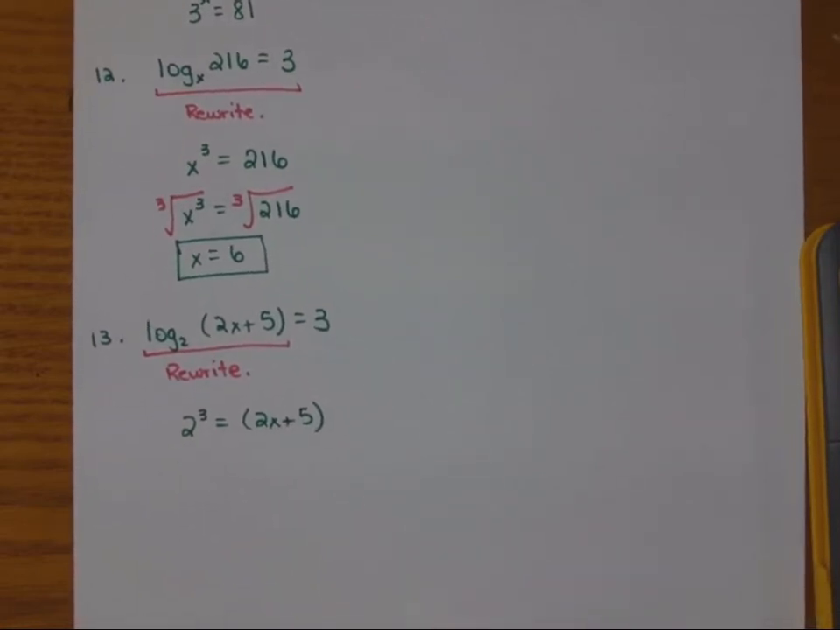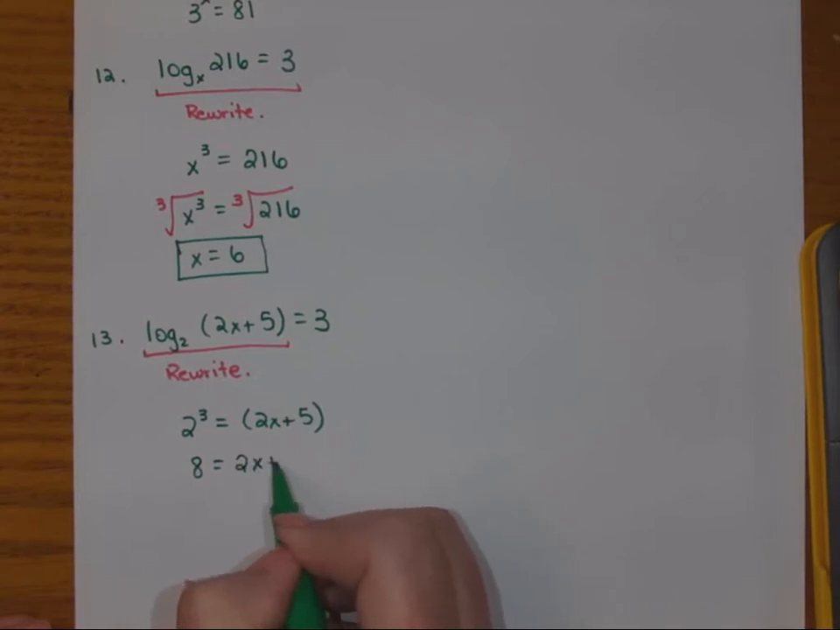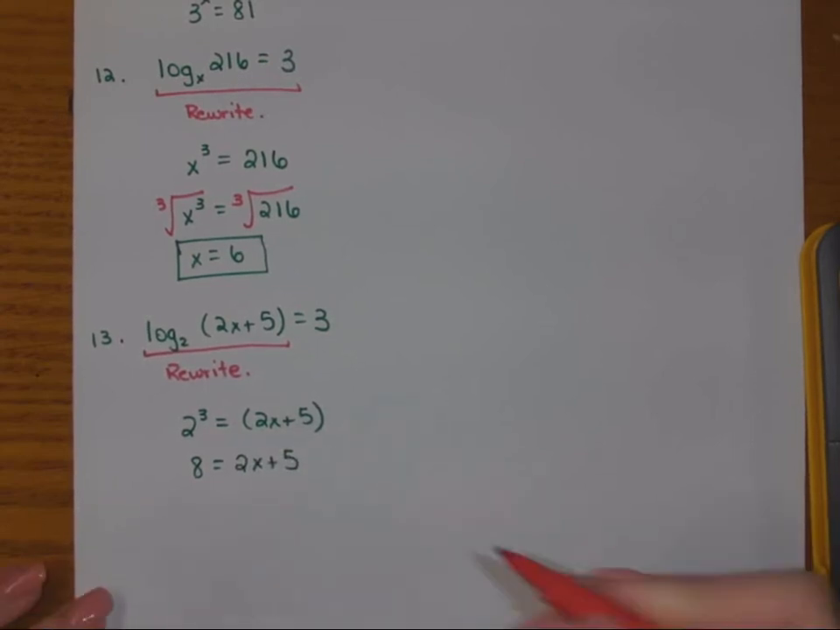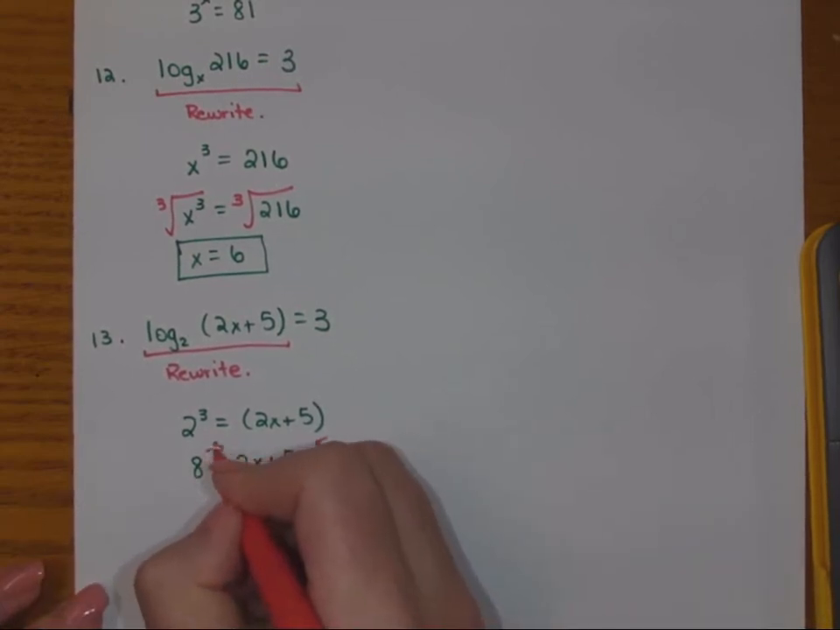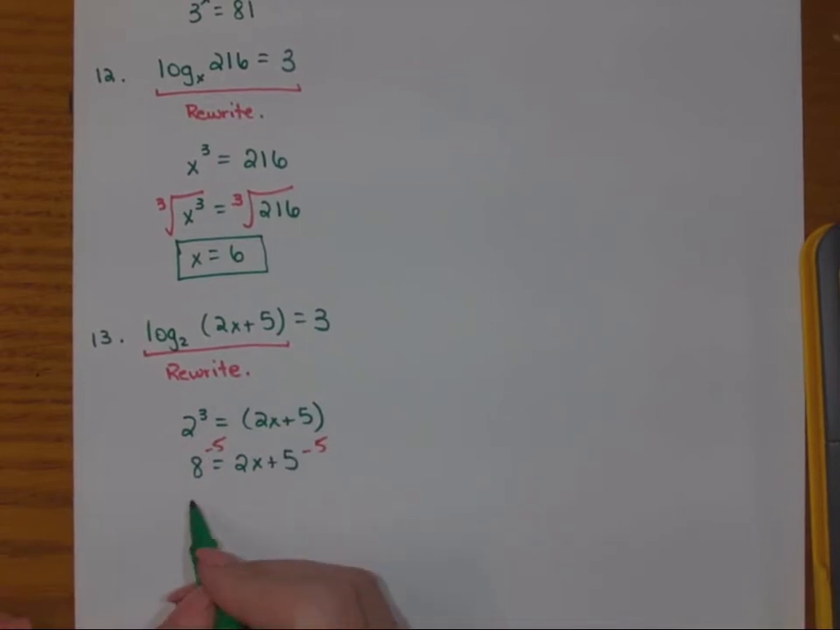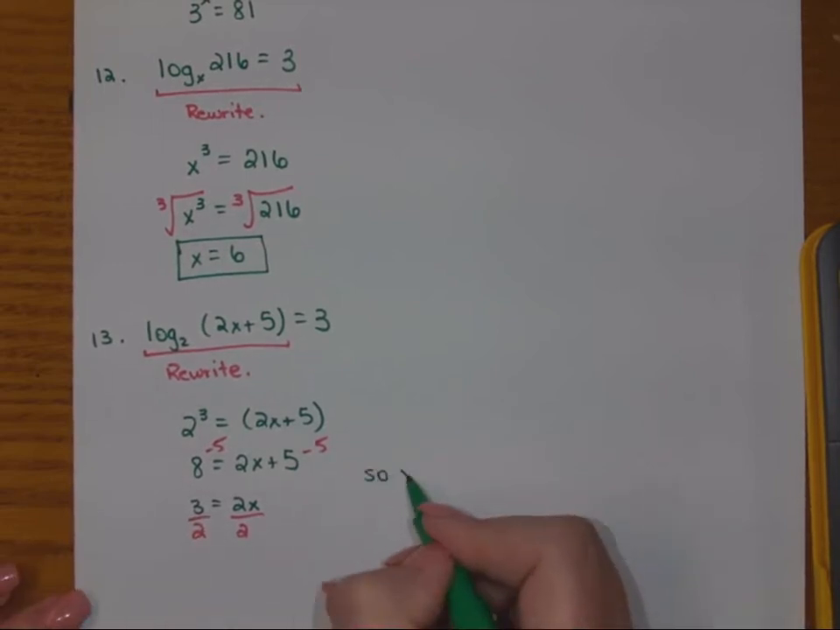But notice that's something we can do, right? 2 cubed is 8. Make sure you don't do 2 times 3. That's a common mistake, right? It's 2 to the third power, okay? Equals 2x plus 5. So we will subtract 5 from both sides. So we get 3 equals 2x. And then we will divide both sides by 2. So we get x equals 3 over 2.